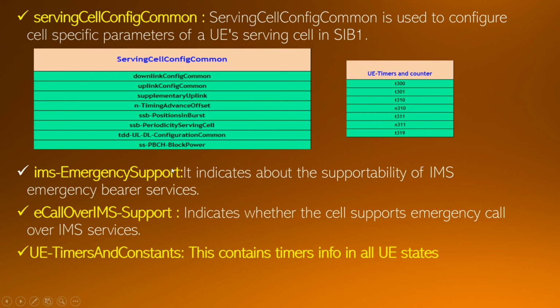If you check the IMS emergency support, this indicates the supportability of the IMS emergency bearer service, whether it is there or not. E-call over IMS indicates whether the cell supports emergency call over the IMS service or not.